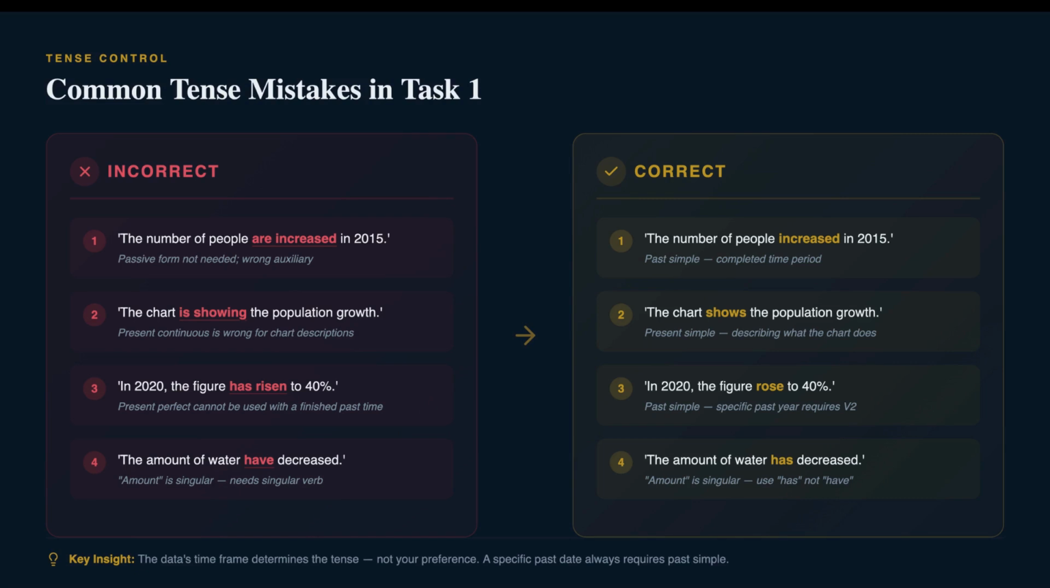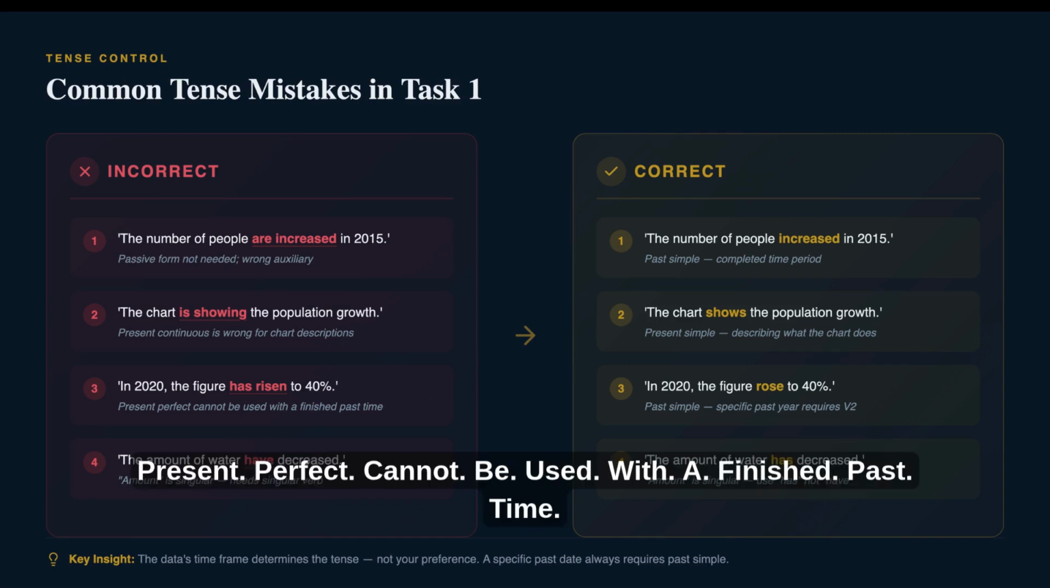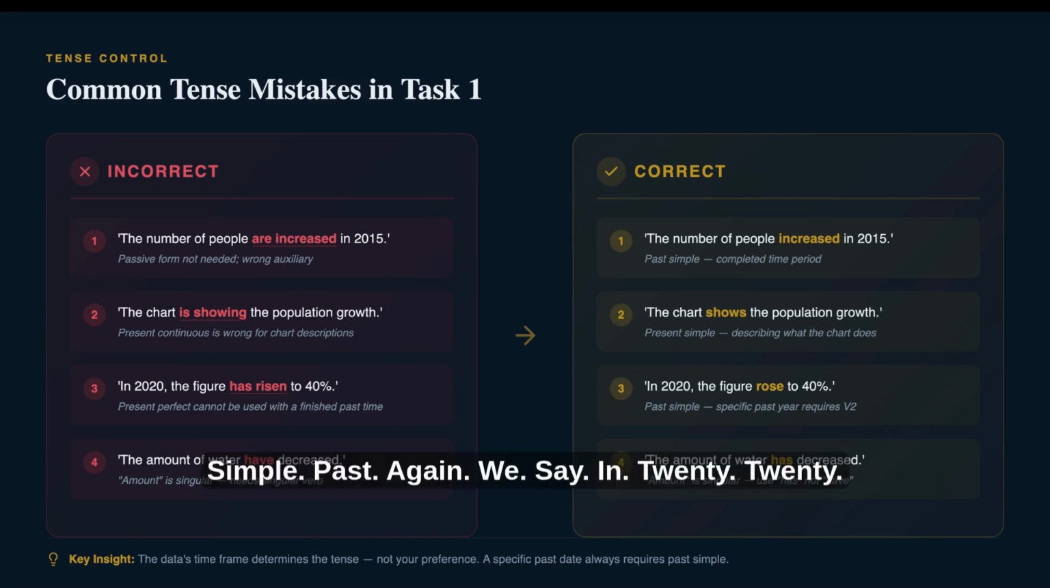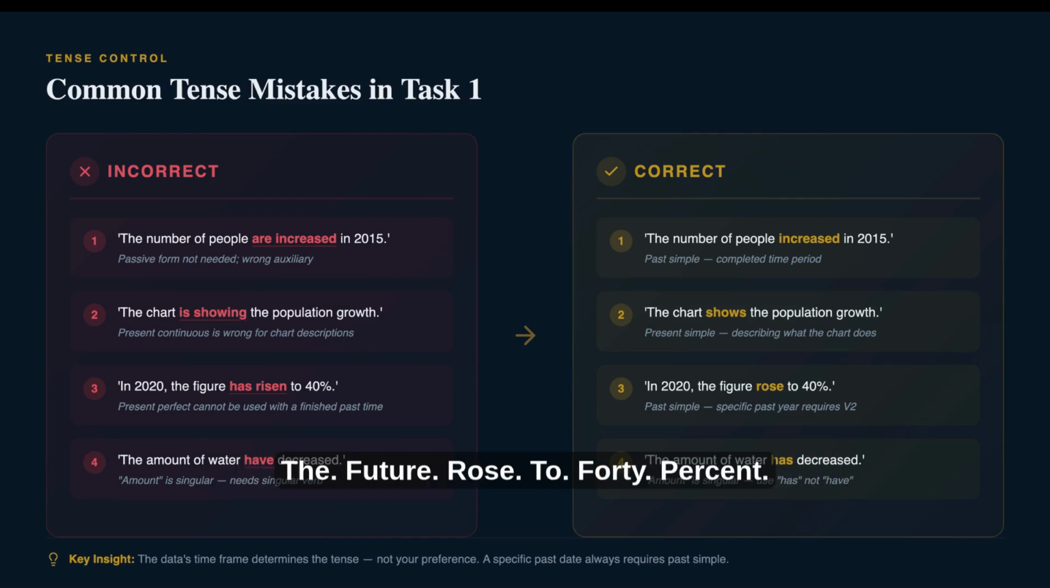Number 3: In 2020, the figure has risen to 40%. You see the problem there? That is present perfect, and present perfect cannot be used with a finished past time. So you know what tense we use? We use simple past again. We say, in 2020, the figure rose to 40%. So again, past simple for a specific past year requires verb 2 column or simple past verb.